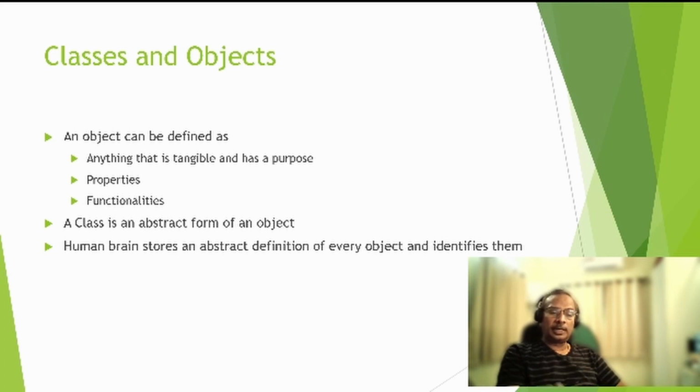So that is what a human brain does: it stores an abstract definition of every object in it, and then using that abstract idea, abstract definition, it tries to identify those objects.